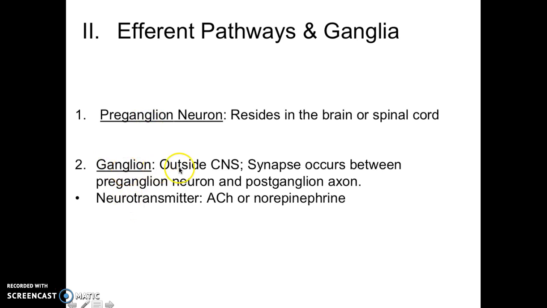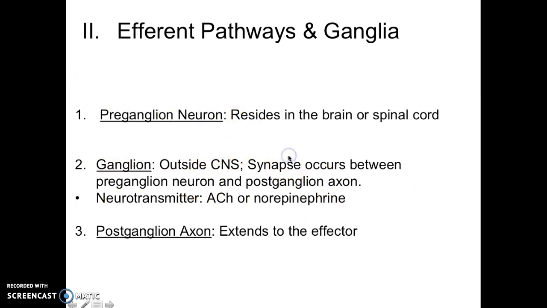Your ganglion is outside of that, and it's where the synapse occurs. For instance, if it's ACh, that's where ACh will be transferred in the synapse. It'll attach to the receptors, making the membrane more permeable to sodium ions. Sodium will come in, changing it to positive, and an action potential will go through. So you have your preganglion, it'll meet at the ganglion, and that's where your neurotransmitter is, norepinephrine, we'll talk about in a little bit as well. And then you have your postganglion axon. This is the neuron that will extend all the way from your ganglion to the effector, contracting it, stimulating it, slowing it down, exciting it, or inhibiting, depending on what it has to do.